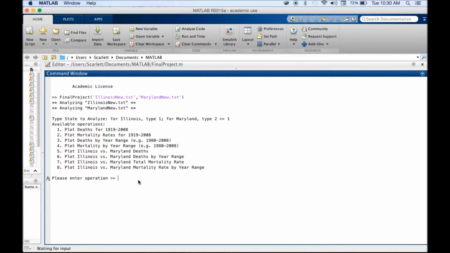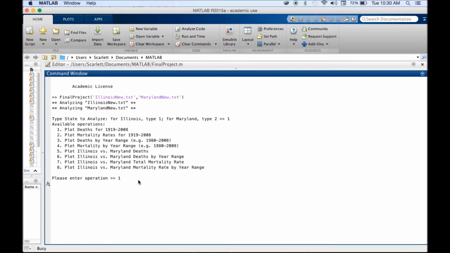Then there's a plot for Illinois versus Maryland deaths, for Illinois versus Maryland deaths by year range, where the user inputs the year they want to start. Plot Illinois versus Maryland total mortality rate, and then plot Illinois versus Maryland mortality rate by year range. So we're going to go through every operation.